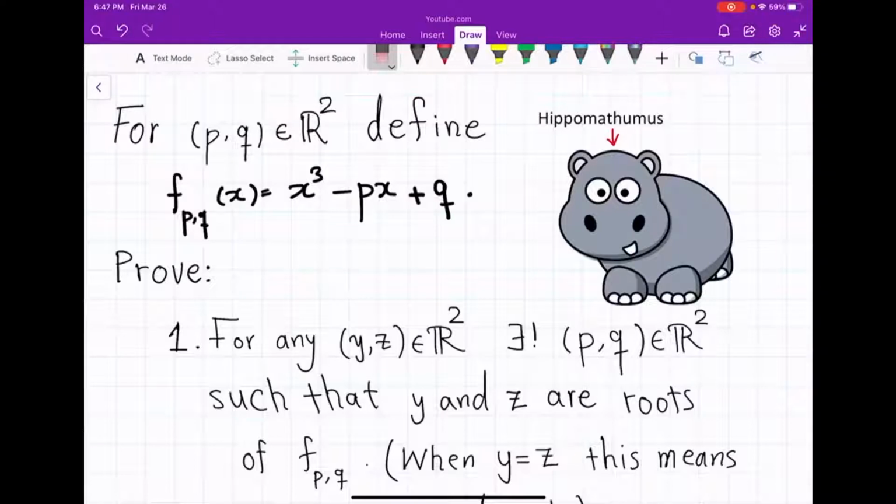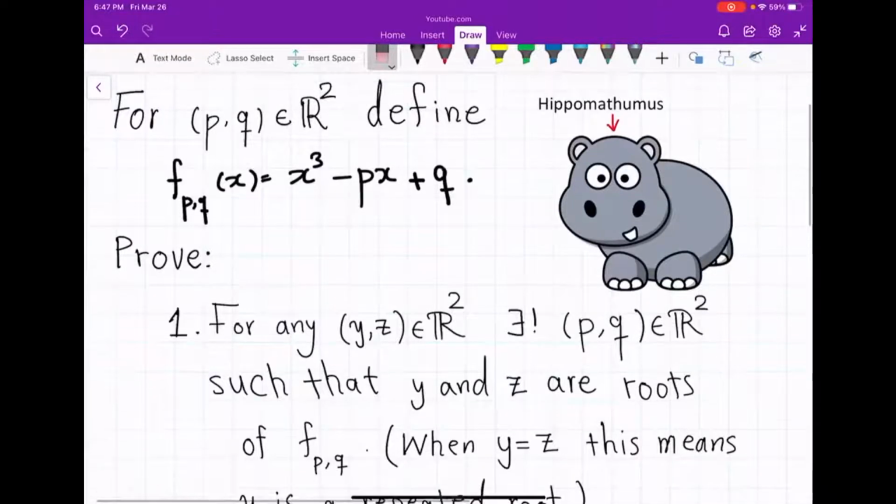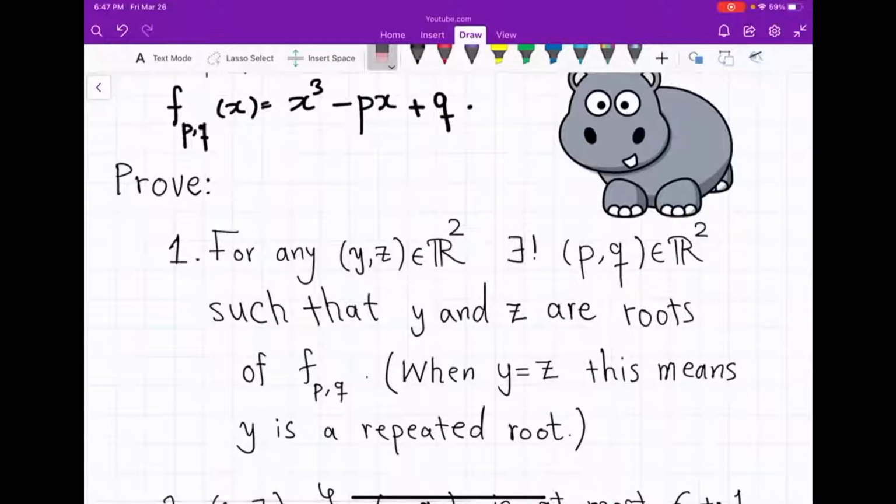For p and q in R^2, a pair of real numbers, we associate a polynomial f_pq, which is x cubed minus px plus q. Prove that for any y and z in R^2 that you fix, there exists a unique pair pq such that y and z are roots of f_pq. And we understand that if y equals z, this means that it is a repeated root.